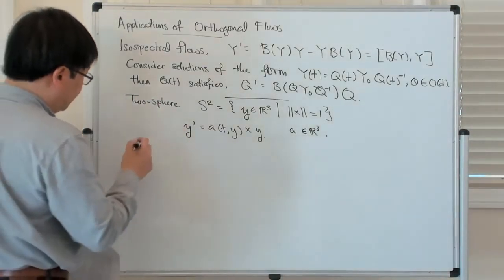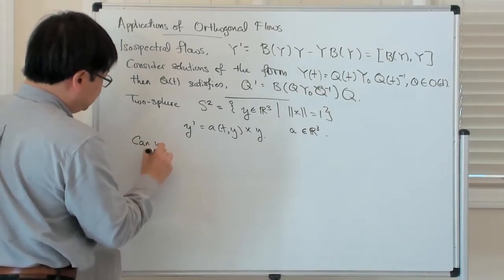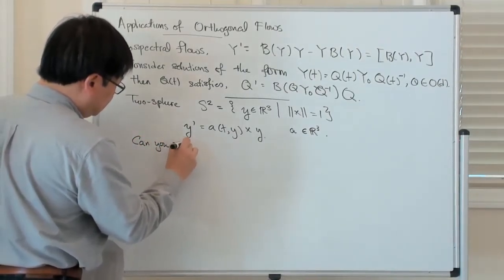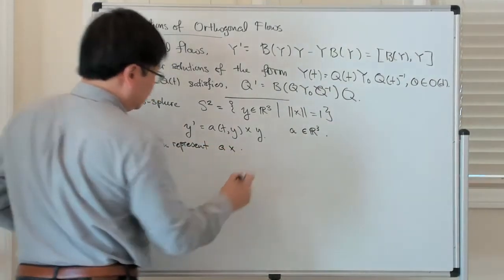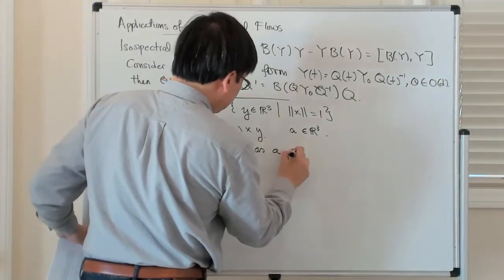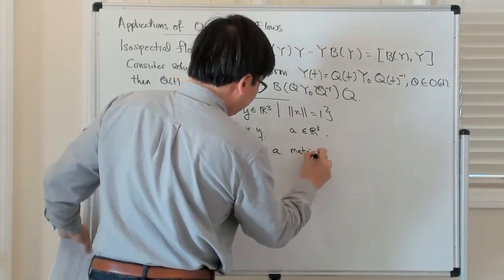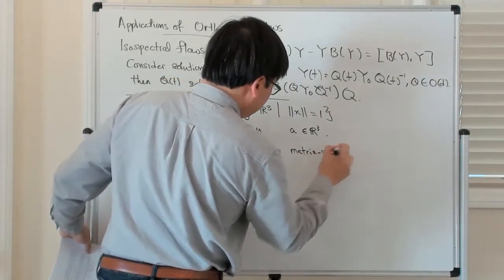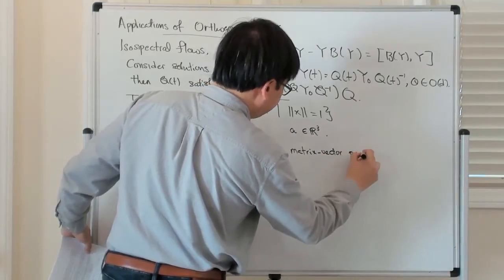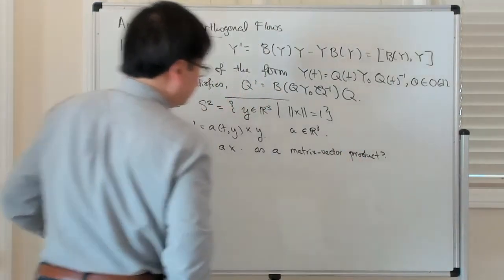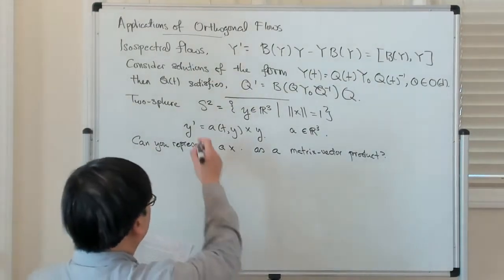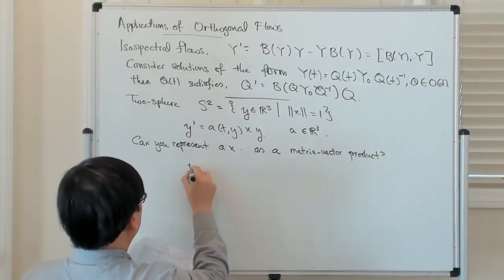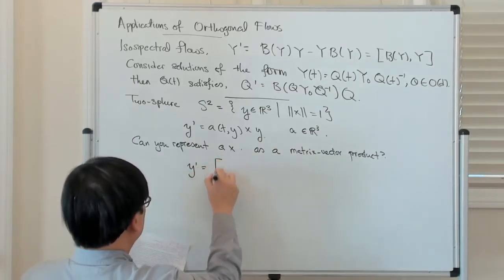All right, so can you represent a cross product as a matrix operation, a matrix vector product, if you will? And as it turns out, you can. So what you can do is write this in the following way. You can write this as y prime is equal to the following.